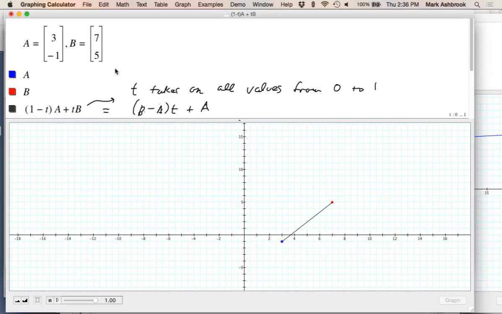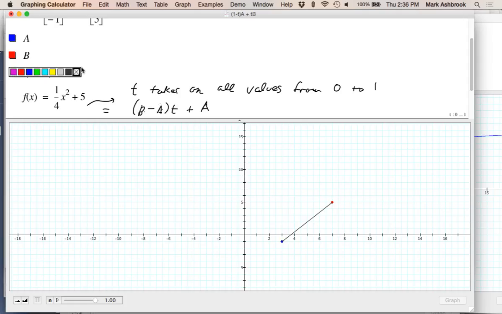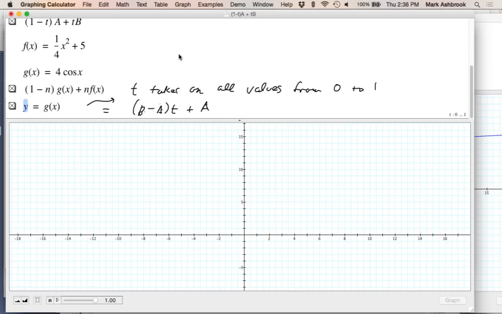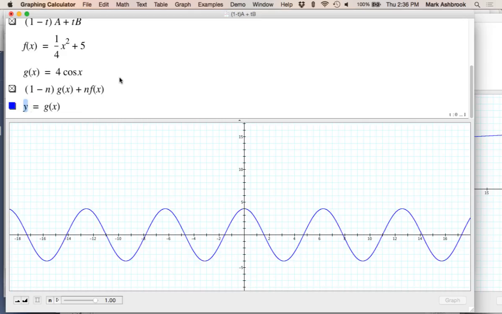So another example of this. Now I've got something else, something new. Here's 4 cosine x. The function f is 1/4 x squared plus 5.